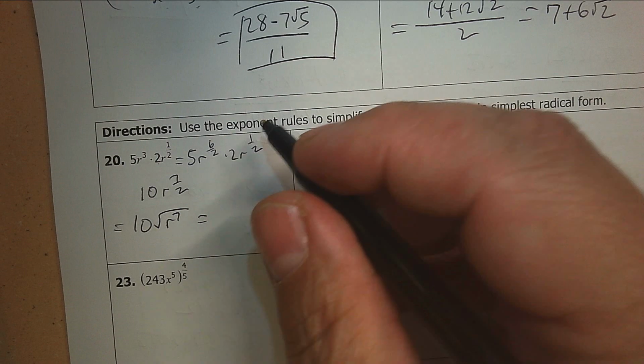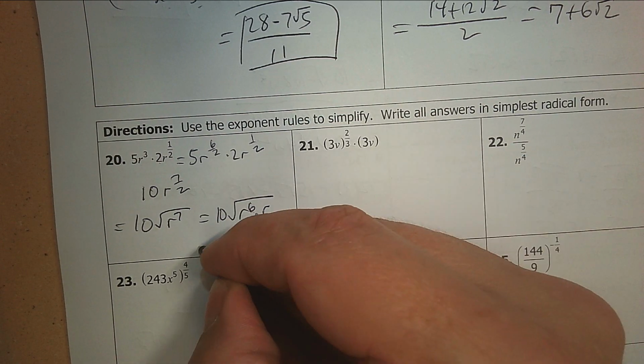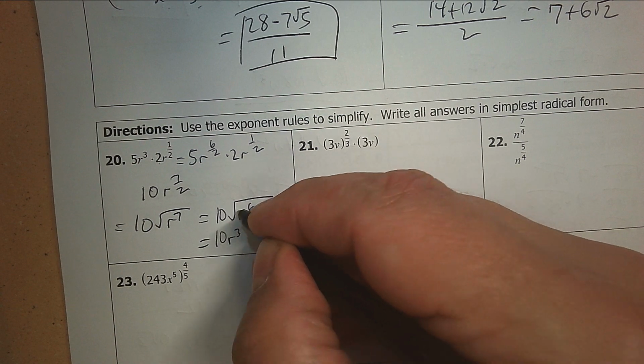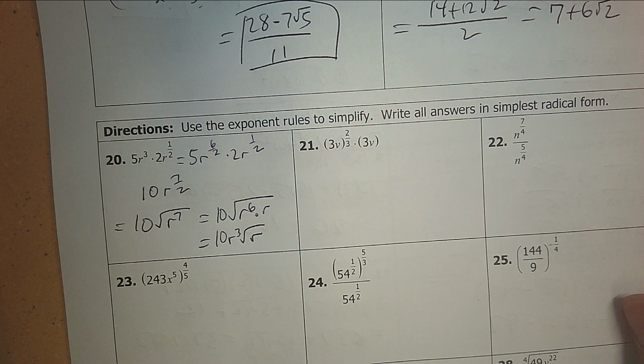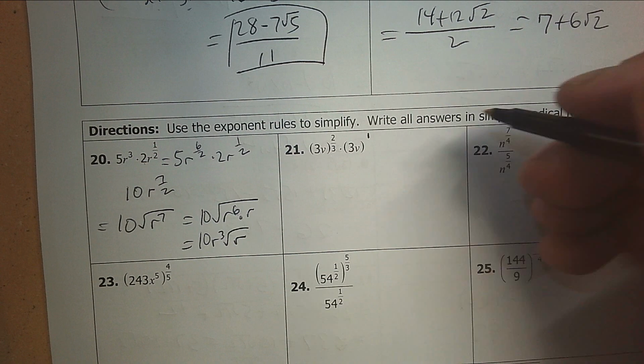So we can write that as the square root of r to the 6th times r, and the square root of r to the 6th is r cubed, and what's left over is just the square root of r.